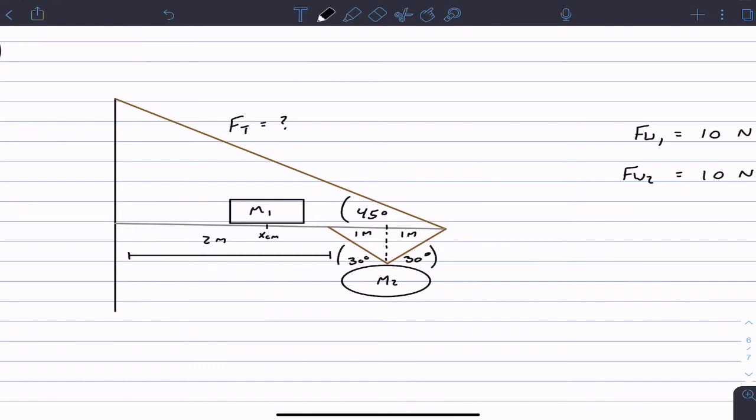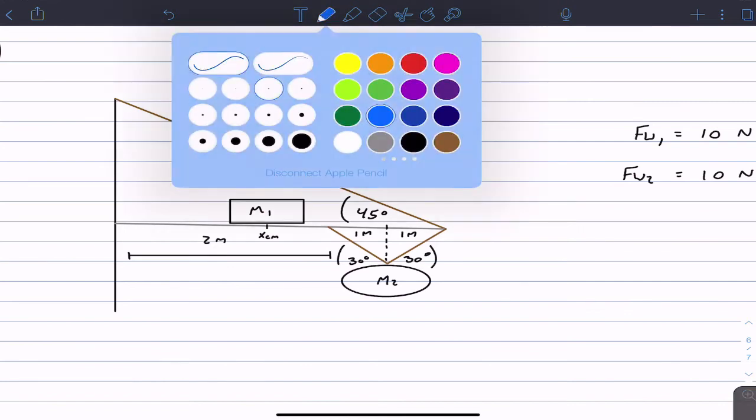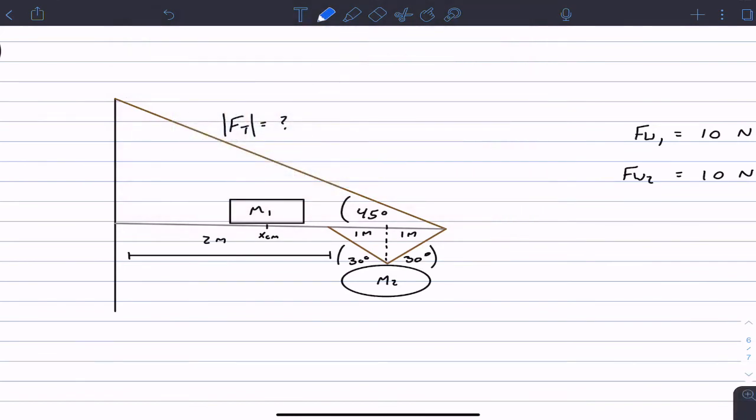Okay, so now what we're asked to find is the magnitude of the tension in the rope above the rod that is also attached to the wall, right? So what it's asking for is the magnitude of this tension force here. So we actually want this. Let's make that a little more clear. This. We can do this a few different ways, actually.